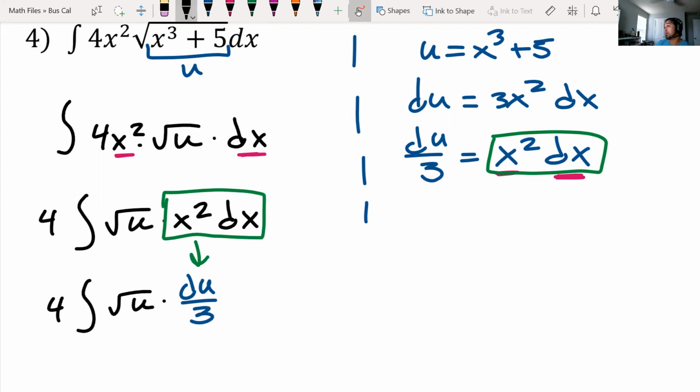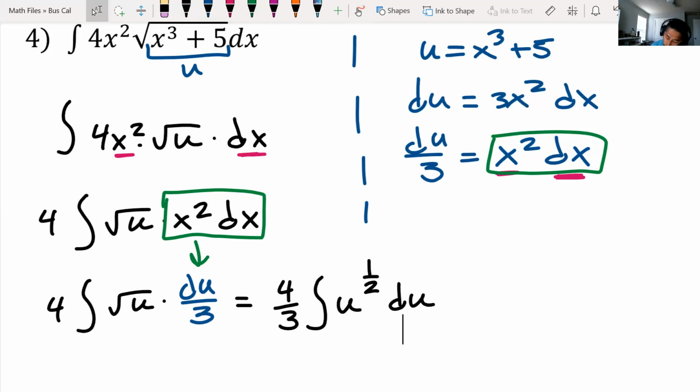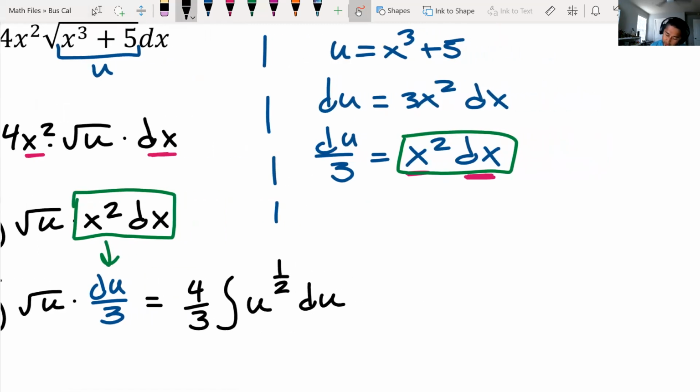All right. Now we got to clean up. So we have a fraction of 1/3 in there. So I'm going to take out the 1/3. So this is going to be 4/3 times the integral. And then the square root of u, I'm going to rewrite as u to the 1/2 du. Okay. This integral is all set up and ready for us to find the antiderivative. So we're going to be using power rule again. The most popular rule.